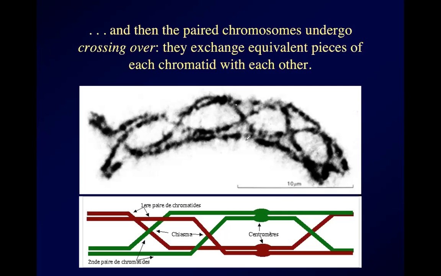And under a very powerful light microscope, it looks like this. This is a pair of chromosomes, and these little X-shaped points right there, and there, and there, and there are where chromatids are breaking and getting swapped.